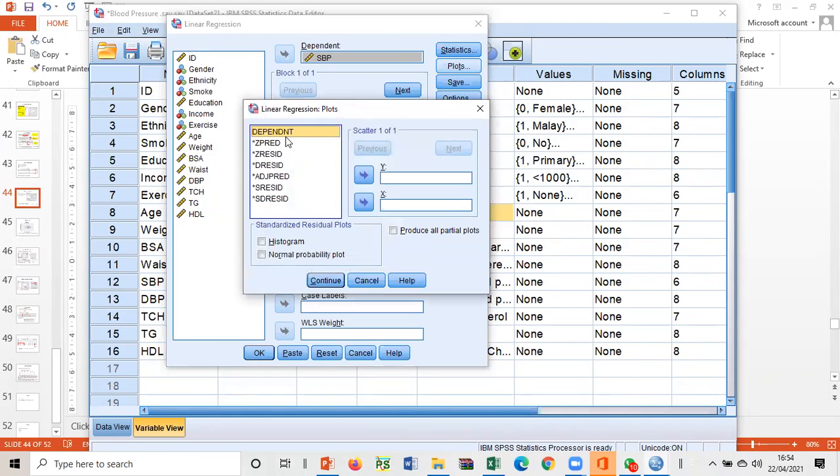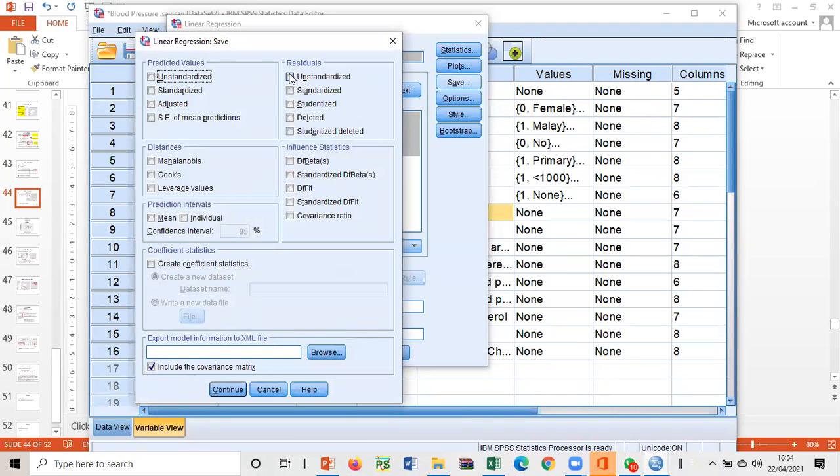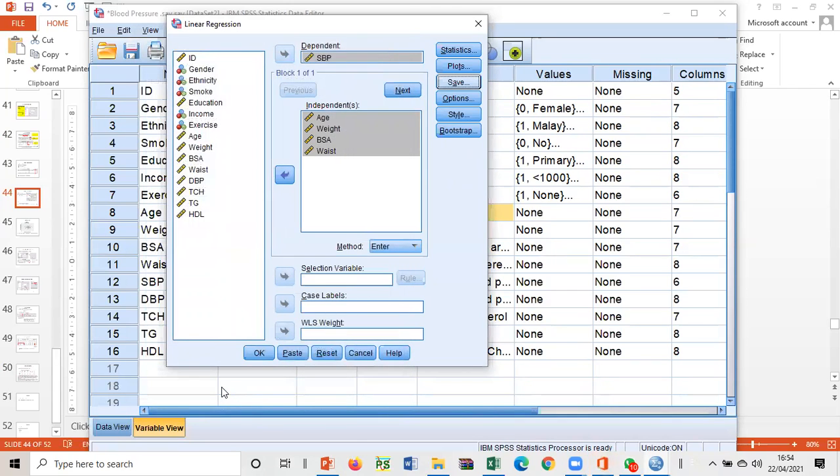Reset, and residuals and predicted. Clear? Save, unstandardized. Setting all in one go. I'll do one more time.